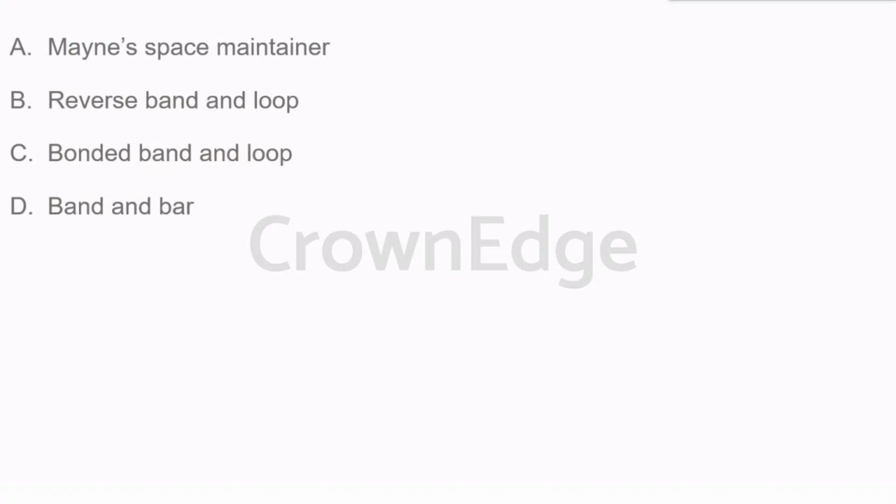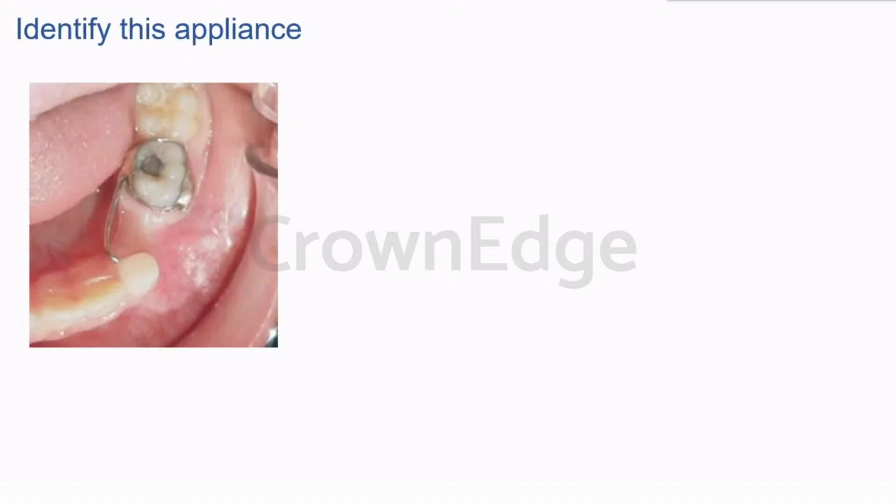Is it reverse band and loop? Is it bonded band and loop? Is it main? Or is it band and bar space maintainer? If you're giving options. Okay, one thing you need to know is this is a modification of band and loop space maintainer, right? All of you are aware of this. It looks like band and loop itself, but there's some modification that has happened there, right?